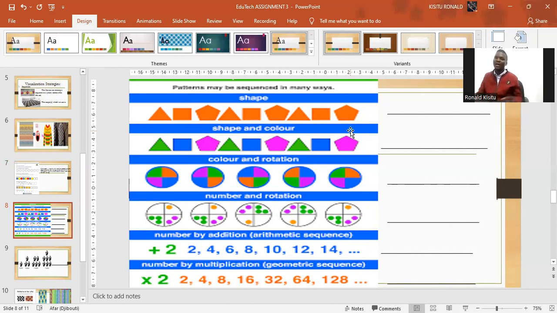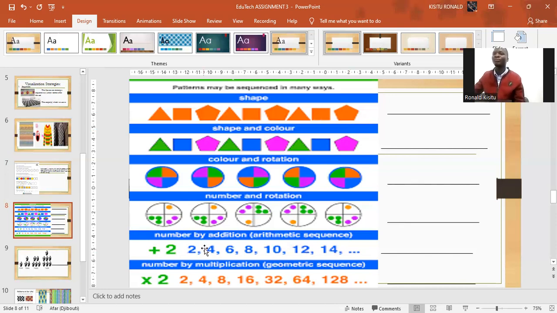So I'm having triangle, square, pentagon. Triangle, square, pentagon. If they ask me what is the next, I can easily say triangle, square, pentagon by drawing them. The next one is the same, triangle, square, pentagon. But now the colors change. When the colors change, we also change.